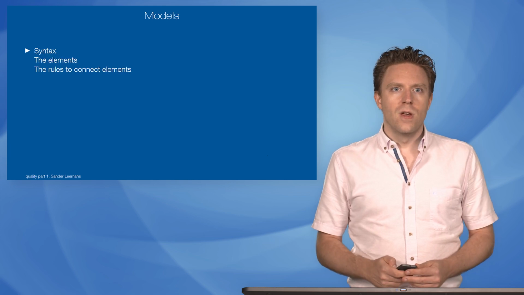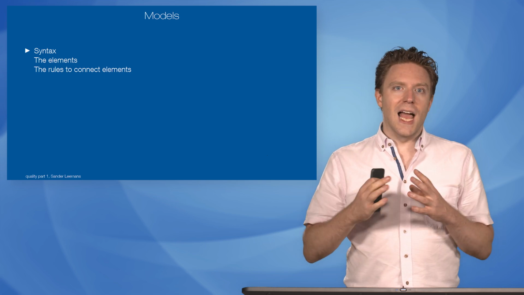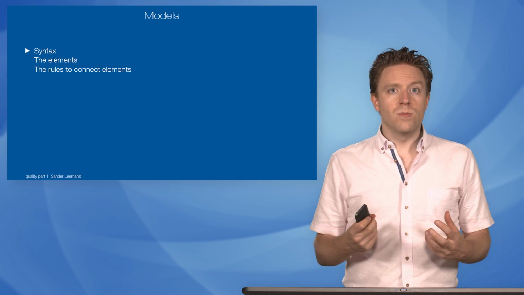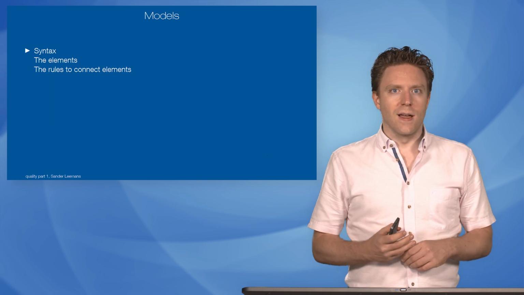In order to answer that, we first need to look at what models are, or what they consist of. And then there are 3 main elements that we need in order to go from nothing to a process model. First of all, we need the syntax. And the syntax are the elements of the process modeling language and the rules by which we can connect them.